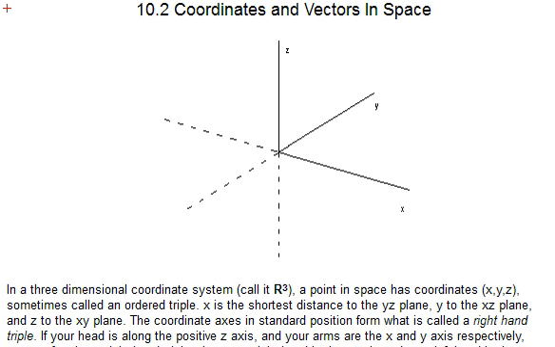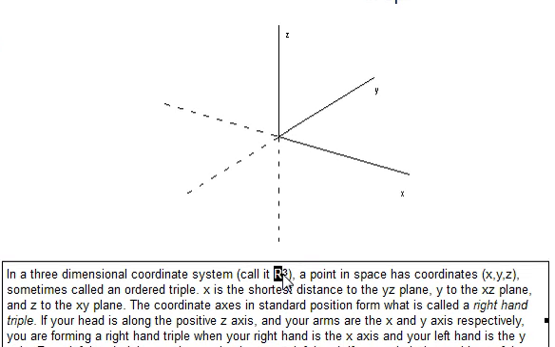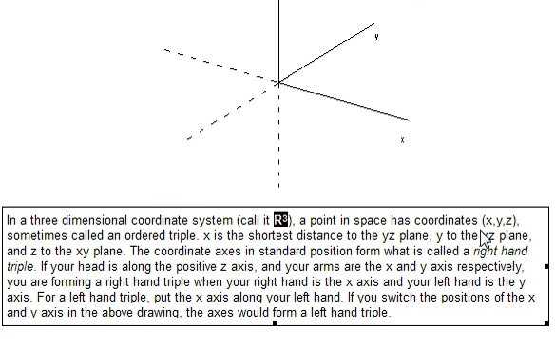So anyway, sometimes I'll abbreviate this whole thing as R cubed, which means three-dimensional space, right? Because there are three real axes defining three-dimensional space. And a point has coordinates like this: x, y, and z, sometimes called an ordered triple as opposed to an ordered pair. X is the shortest distance to the YZ plane, Y is the shortest distance to the XZ plane, and Z is the shortest distance to the XY plane.